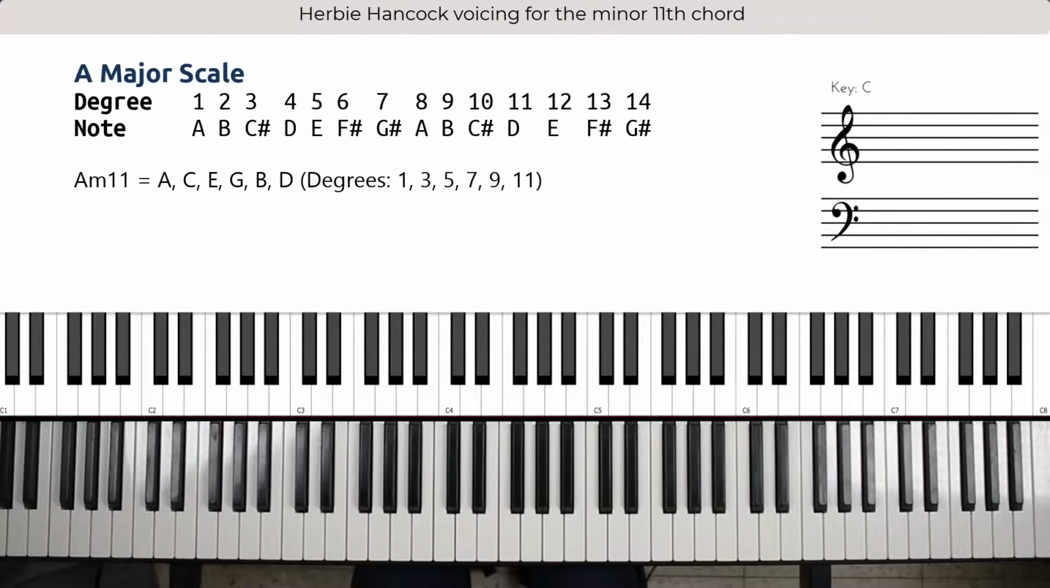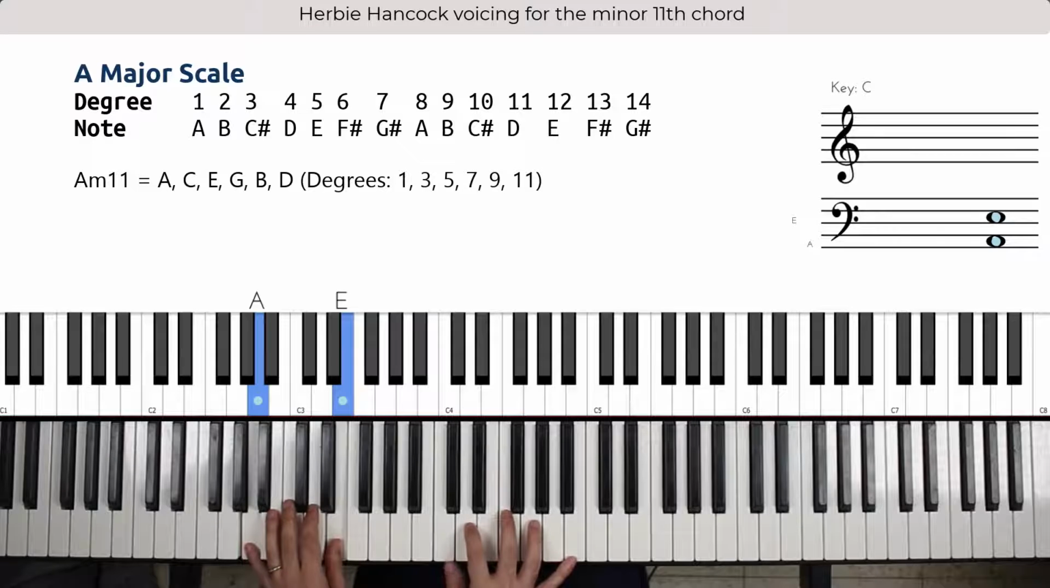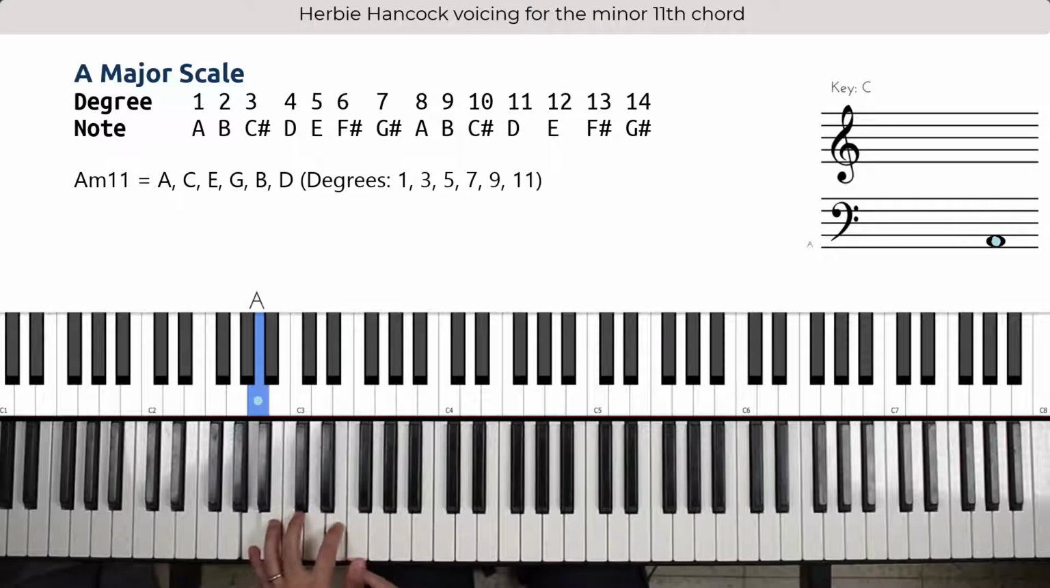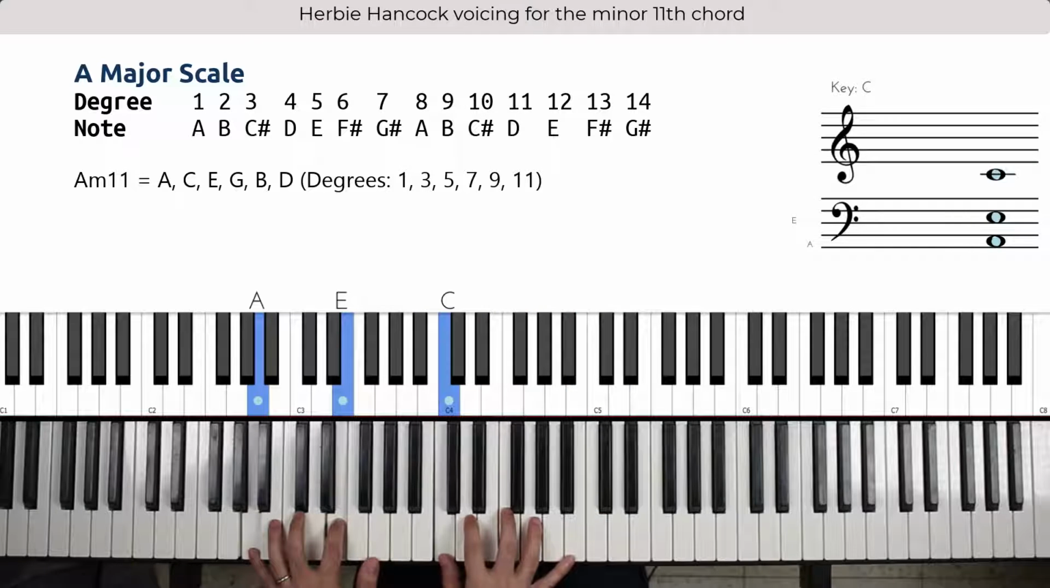And we'll start with the minor 11th chord, and the voicing that was, and probably still is, often used by Herbie Hancock. In this voicing, you play the first and fifth in the left hand, and I'm playing an A minor 11 here. So I'm playing the first and fifth in the left hand, and the third, 11th, fifth, and ninth. The first, third, 11th, 7th, and 9th degrees in the right hand.